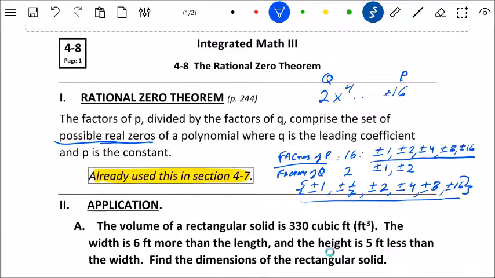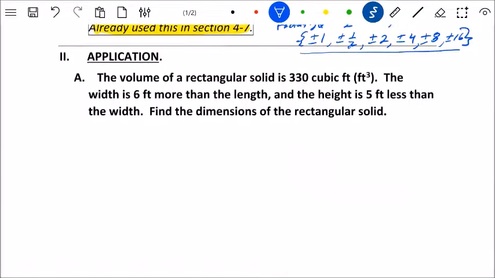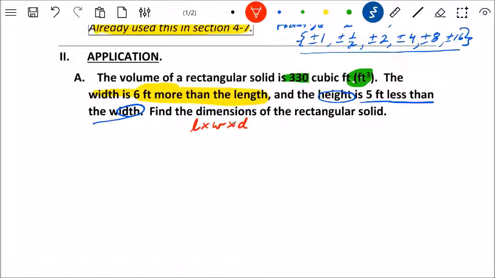Now, let's use this to our advantage in this application problem. Really nice geometry application. It's a great opportunity in polynomials to work with geometry. So we're going to look at the volume of a rectangular solid, 330 cubic feet, which is feet cubed, I apologize, and I have the 3 there to prove it. The width is 6 feet more than the length. And the height is 5 feet less than the width. Find the dimensions. The dimensions are going to be the length times the width times the height or the depth.